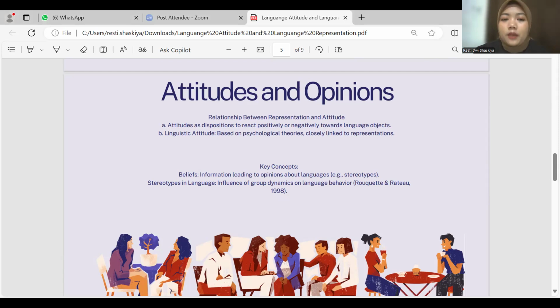A key concept from attitude and opinion is belief. Beliefs are the information or ideas people have that influence their opinion. For example, someone may believe that a certain language is difficult to learn, which might lead to a negative opinion of it. And second is stereotype in language. Stereotypes are generalizations about a group of people, and they can affect how people use and view language. For instance, people might think that speakers of a certain language are less intelligent or more skilled based on stereotypes.